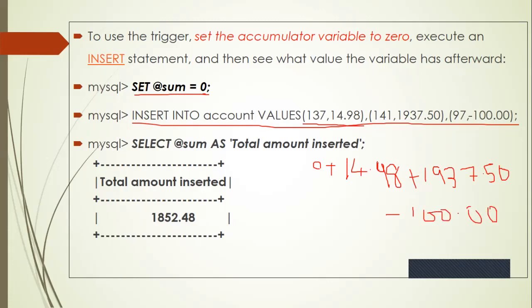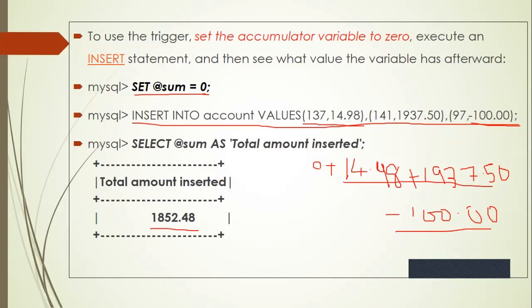So for the first time, when the first row is inserted, 0 and 14.98 are added, so the value is 14.98. Then when the second insertion is done, before it you add the value to 14.98. After adding the value, when you are trying to insert this minus 100 amount, the new amount, you subtract the value and you get this total value.